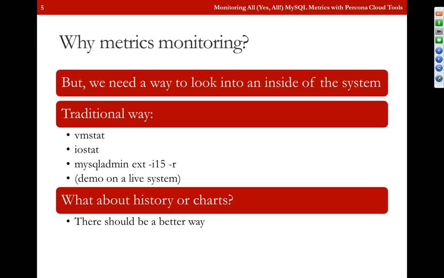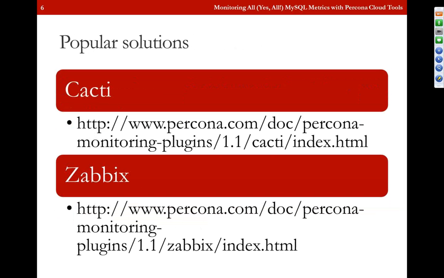But what if you want to look back into history, or look at some graphical charts? Of course there should be a better way to do it than to just run command line tools and look at a bunch of numbers, even if I like numbers a lot. And at Percona, we looked into that before, and we actually provide some solutions for charting history. We have monitoring plugins for Cacti graphing, and recently we released a monitoring solution for Zabbix, where you can install our plugins and see MySQL related metrics on these charts.